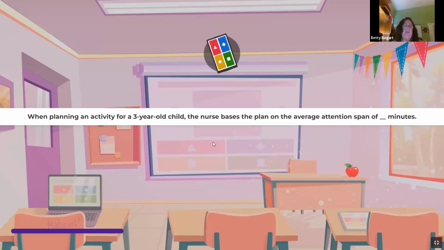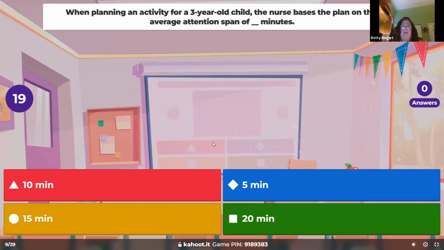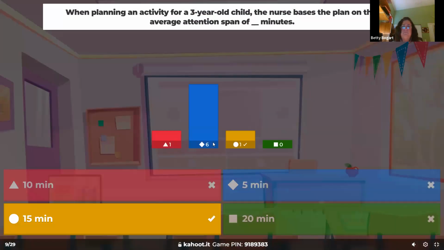When planning an activity for a 3-year-old child, the nurse bases the plan on the average attention span of how many minutes? A 3-year-old child, how long can you keep them focused? It's about 15 minutes. And if you're lucky, you get 15 minutes, right? But in a classroom, 15 minutes is what is expected.